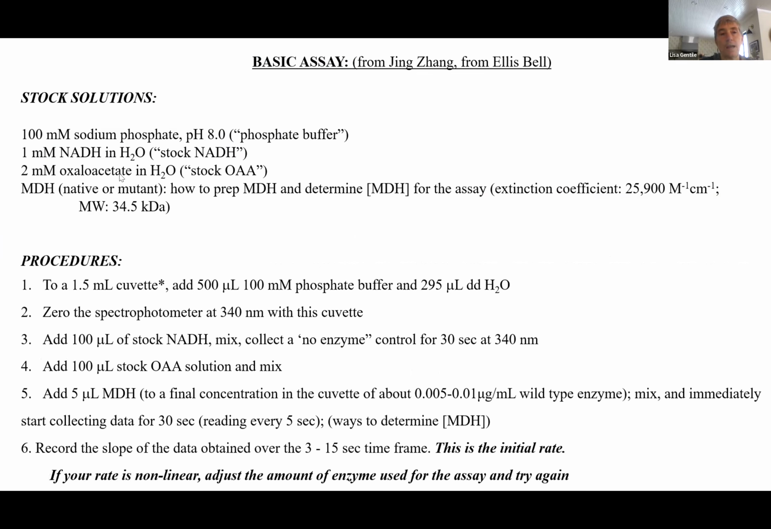So in this particular assay, there's a few stock solutions that you're going to need. One is our phosphate buffer, which is 100 millimolar sodium phosphate at pH 8. The other is the stock solution of NADH, which is 1 millimolar NADH in water. The next is the stock solution of oxaloacetate. That's 2 millimolar oxaloacetate in water. And then the last is your MDH. And again, you're going to need to know what the concentration of that is, either from a Bradford assay or from the absorbance at 280 if you've dialyzed the imidazole out.